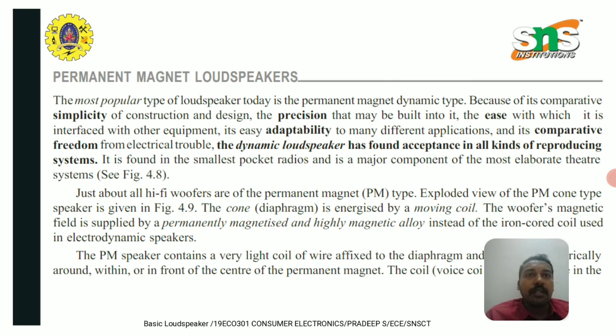Permanent magnet loudspeaker. The most popular type of loudspeaker today is the permanent magnet dynamic type. Because of its comparative simplicity of construction and design, the precision that may be built into it, the ease with which it is interfaced with other equipment, its easy adaptability to many different applications, and its comparative freedom from electrical trouble, the dynamic loudspeaker has found acceptance in all kinds of reproducing systems. It is found in the smallest pocket radios and is a major component of the most elaborate theater systems.